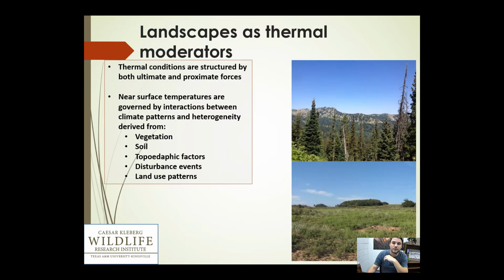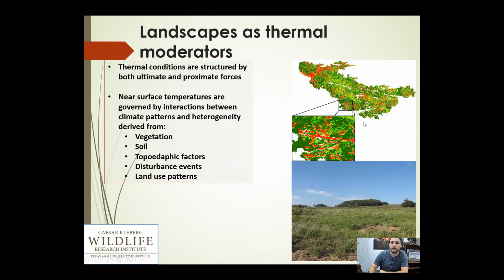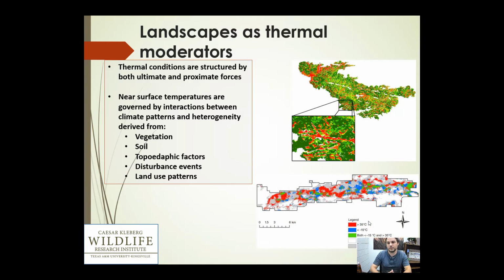We can take two fundamentally different landscapes here on the right side. Looking at the top, the proximate forces driving thermal conditions may be related to vegetation, but also to topographic features and soil types, and we get a resulting thermal landscape that looks like this. Whereas on the bottom, we get a fundamentally different thermal landscape that's driven by different proximate patterns. This is a shinnery oak system, and so it has frequent fire disturbance. Rather than things like topographic features, the thermal landscape is driven by different proximate forces, such as these fire events.